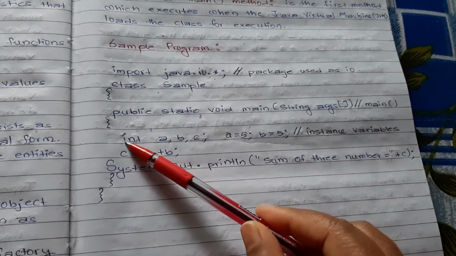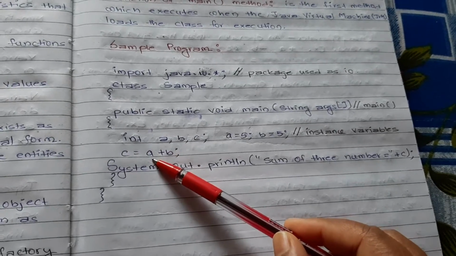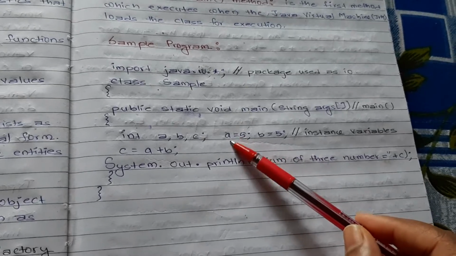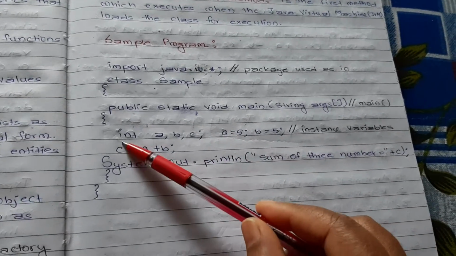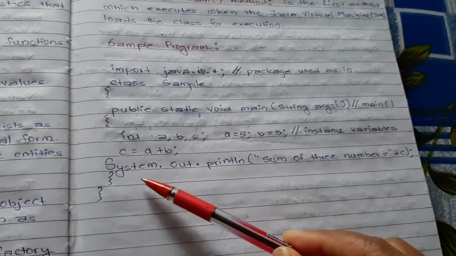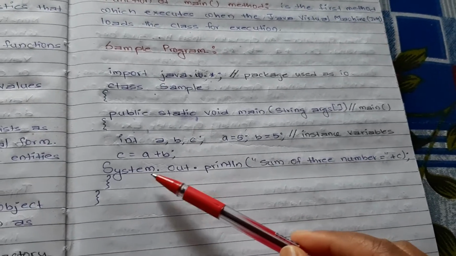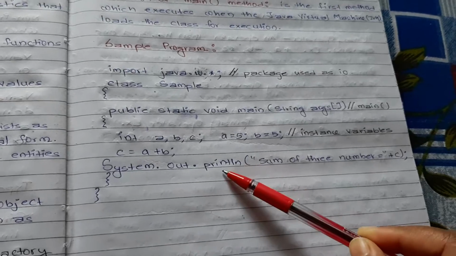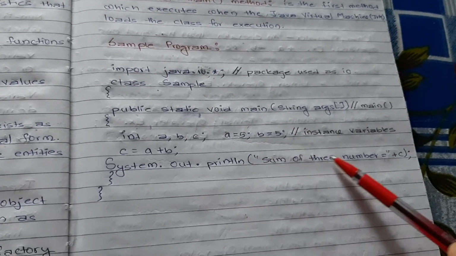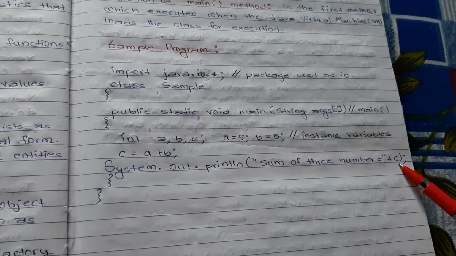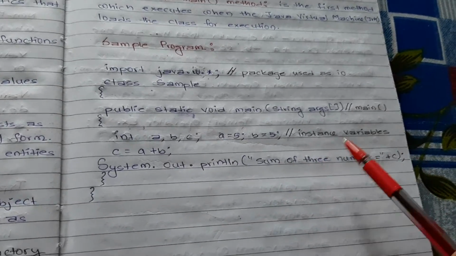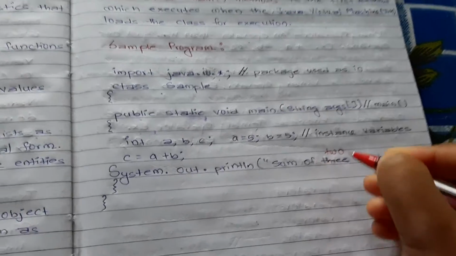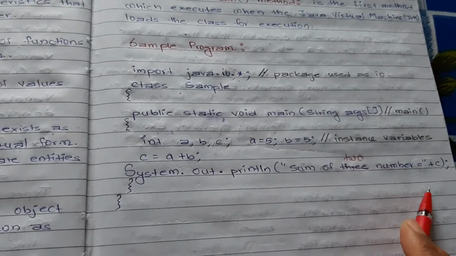So I just wanted to find the sum of the values, that is a plus b. Whatever value I have for a and b, it will be added and it will be stored where? In c. And finally, using this statement, system dot out dot println. Okay, it is ln. Sum of the three numbers is c. Okay, not the three numbers, sorry, make a correction here, sum of the two numbers. Sum of the two numbers is c.